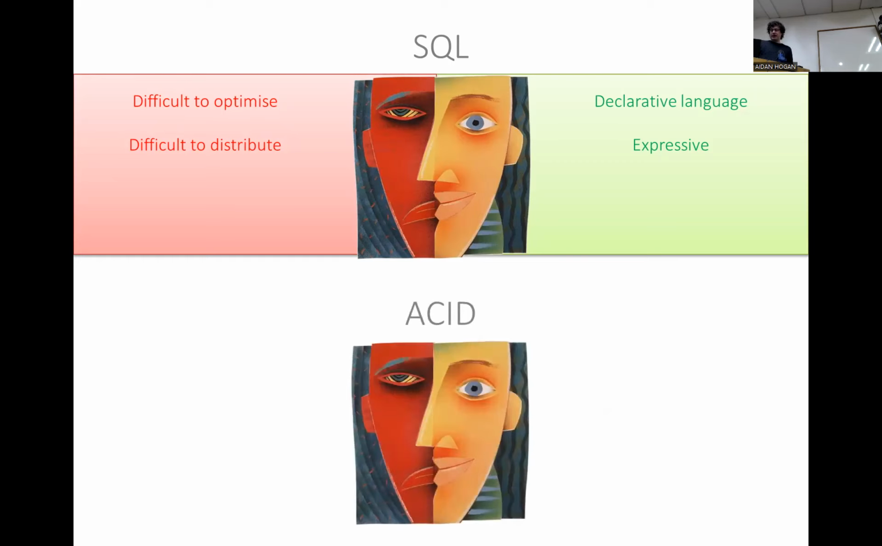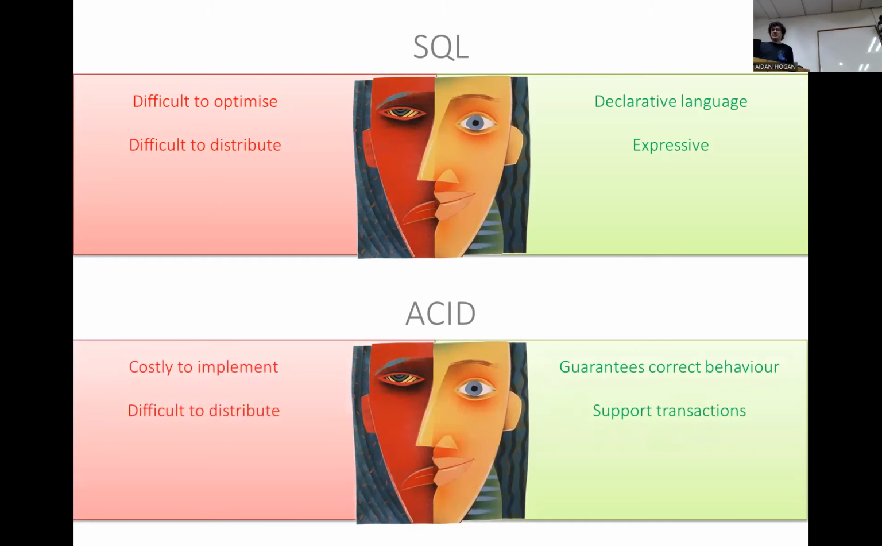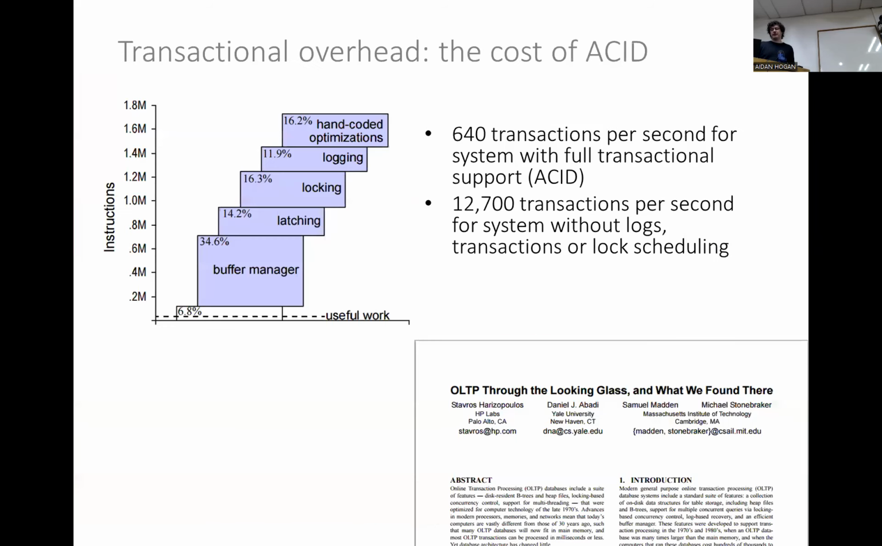In relational databases, we also have the notion of ACID, of transactions, which is great because this guarantees correct behavior. It allows us to support transactions where we can, for example, run multiple smaller operations as if they were a single operation atomically. The cost of this is that they're very costly to implement. It has quite a lot of overhead to provide these guarantees, and also providing ACID guarantees over multiple machines in a distributed setting is quite difficult.